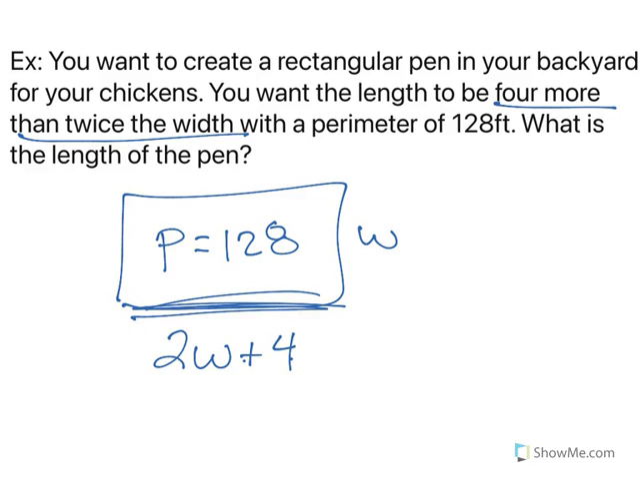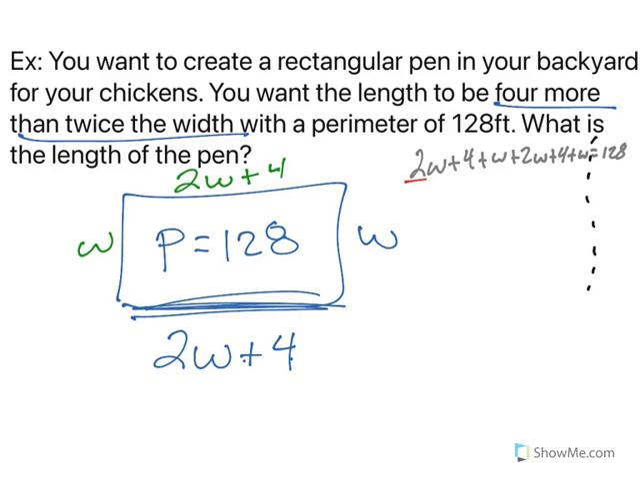Now, hopefully you remember, rectangle, opposite sides are equal. So both lengths are 2W plus 4. Both widths are W. To find perimeter, we add all four sides. So 2W plus 4 plus W plus 2W plus 4 plus W equals 128. Let's combine like terms on the left. 2W plus W plus 2W plus W. 2 plus 1 plus 2 plus 1. That is 6W. And then I have 4 plus 4, which is 8. So 6W plus 8 equals 128.